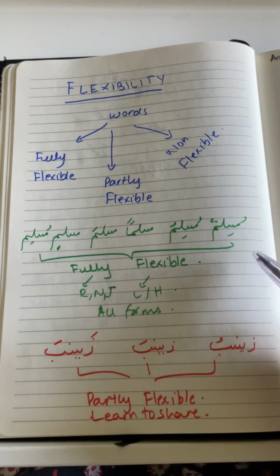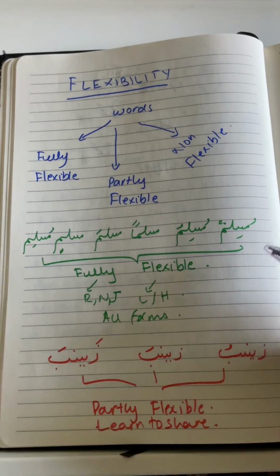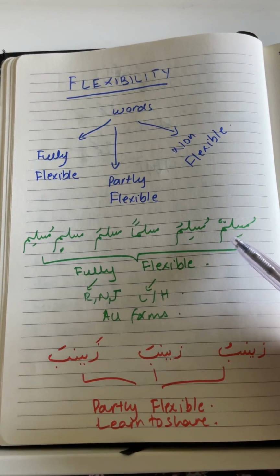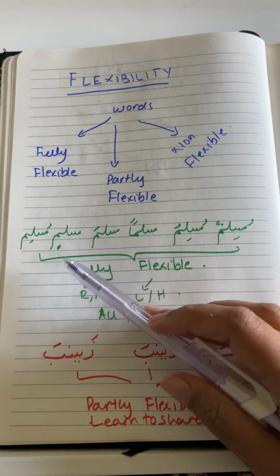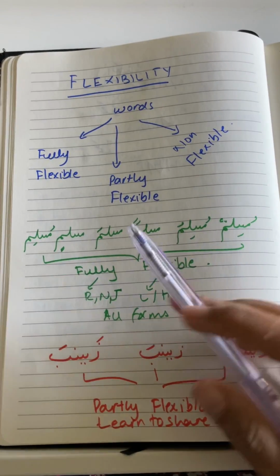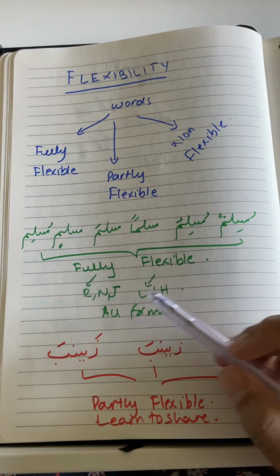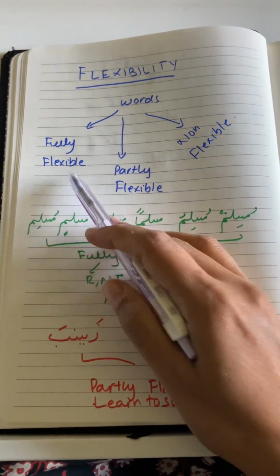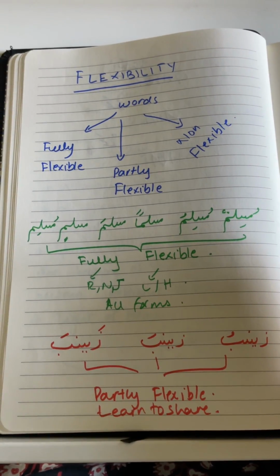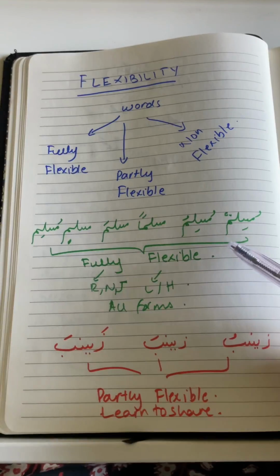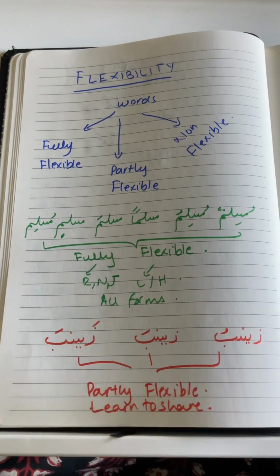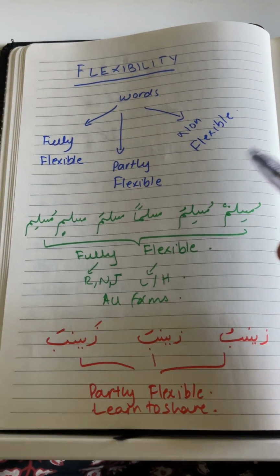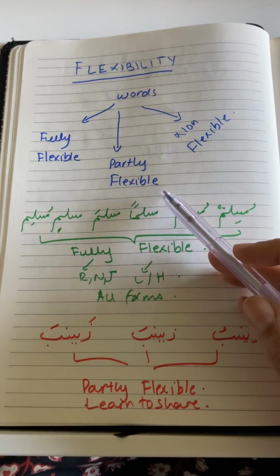First of all, let's look at the word Muslim, the Muslim from the Muslim chart. It can occur in all the forms: Muslimun, Muslimu, Musliman, and Muslimin. So it can occur in all on, un, and in forms. So this word is fully flexible, and most Arabic words are fully flexible. That means they can occur in all three forms: on, un, and in. But there are some words which are non-flexible, and some words that are partly flexible.